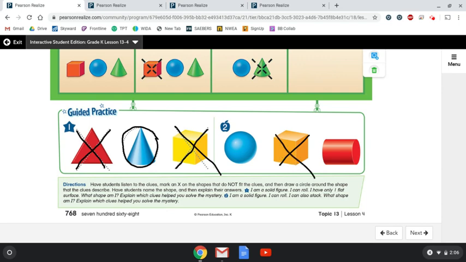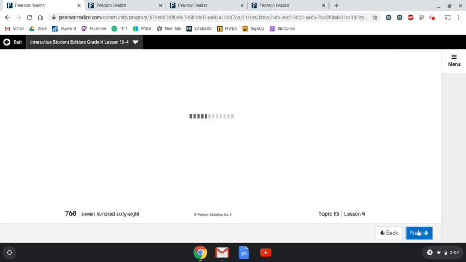Now I have another clue. The next clue is I can also stack. So if you put something on top, it would sit on top and not fall. And if you put something on top of a ball or a sphere, it could fall right off. So it can't be this one. But if you turned the cylinder upright and you put something on top of it because there's a flat surface right here, it would stack. So the right answer is the cylinder. Is that what you got? All right, let's go to the next page.